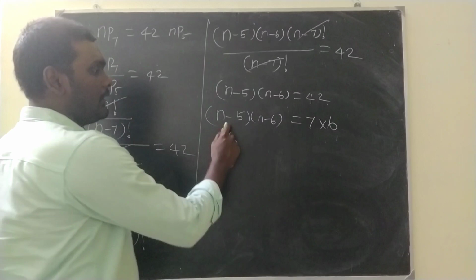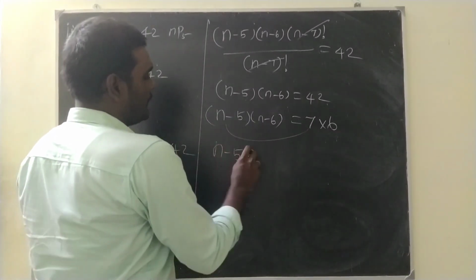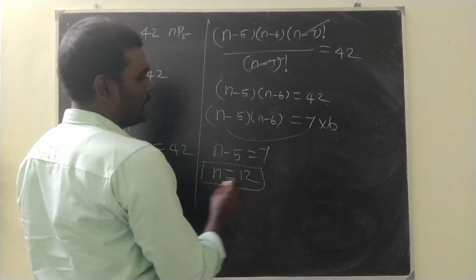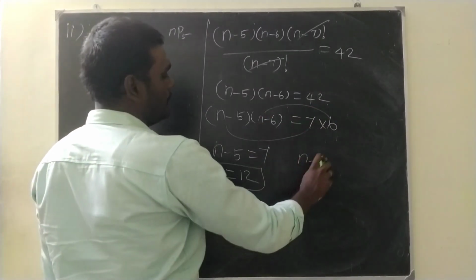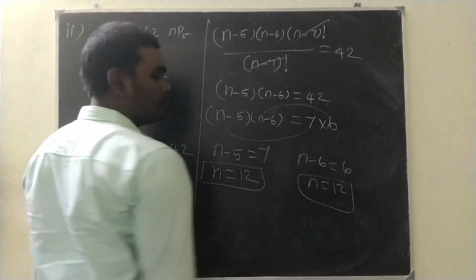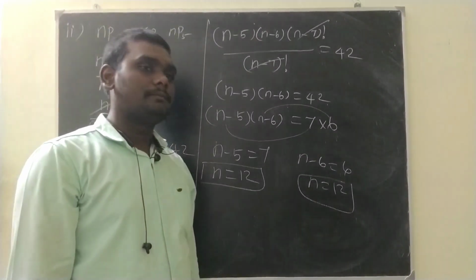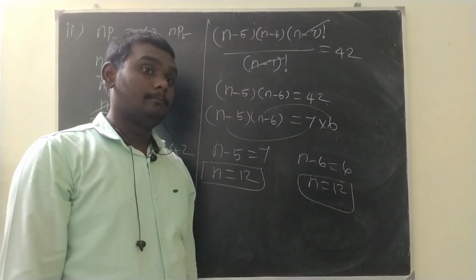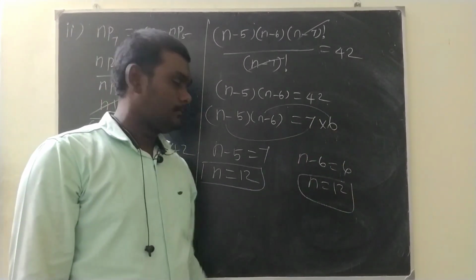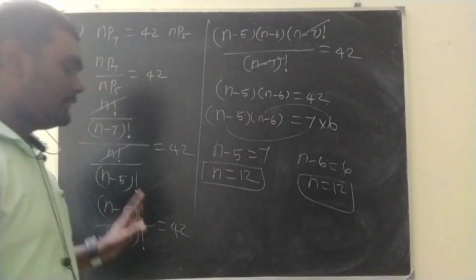So when we equate these two by trial and error, n minus 5 is equal to 7, then n is equal to 12. Or else if we equate these two also, n minus 6 is equal to 6, then n is equal to 12. But if you wrongly equate, you will get 13 as the answer. That is why I said it is not 6 into 7, it is 7 into 6. Likewise, it has to be equated. Any doubts or clarifications needed in this?